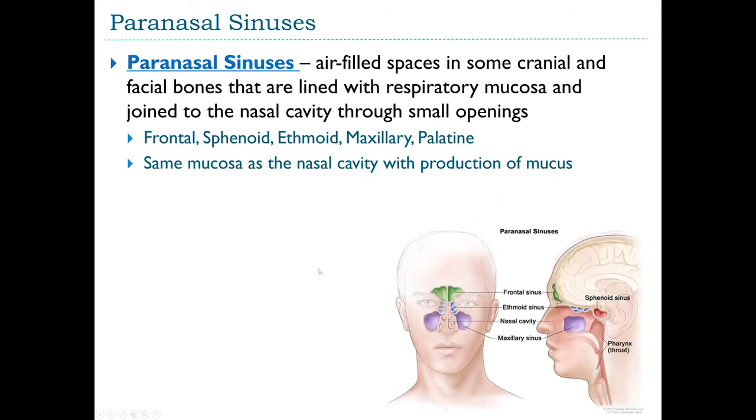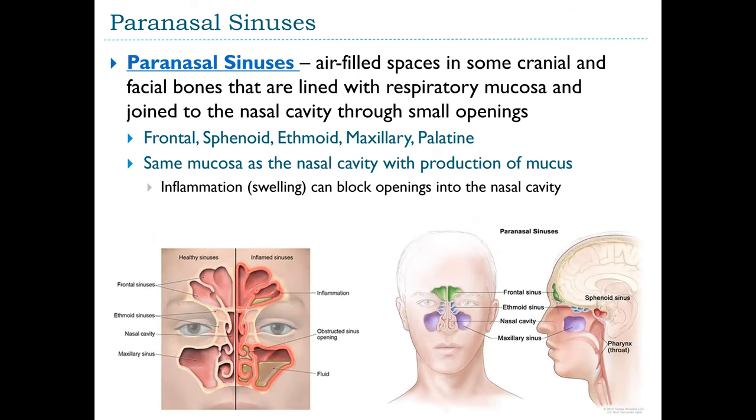So the paranasal sinuses are lined with the same mucosa as the nasal cavity has, and so they do produce mucus as well. And if you get inflammation in these areas, the swelling that accompanies the inflammation can block the openings into the nasal cavity, and then the mucus can start building up. And as I mentioned on a previous slide, bacteria that gets trapped in the mucus normally gets flushed to the pharynx, where you swallow it and it goes to your stomach. But if that mucus gets trapped, the bacteria can start using it as a food source and divide and multiply, and this causes an infection. So poor mucus drainage from the sinuses can lead to sinusitis, which is an infection of the sinuses.